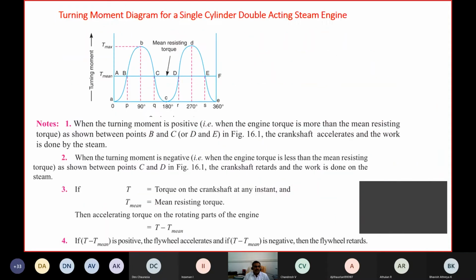Now we will discuss the turning moment diagram of a single cylinder double acting steam engine. You know how an IC engine works, you might have studied it in detail, and the steam engine you may also know, but I would just like to recall. So this is a cylinder. We have a piston here, and this is the piston rod.